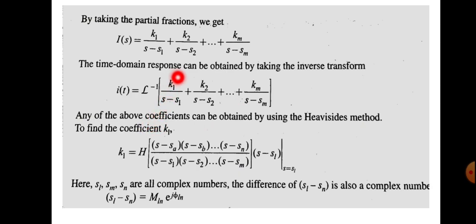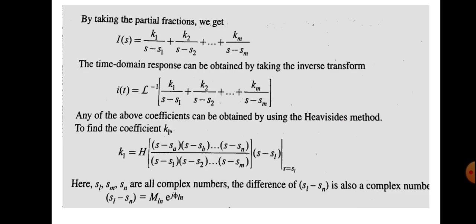So we have to find k1, k2 etc. up to km. We use the pole zero plot to find these values, rather than finding the I of t value simply by using the inverse Laplace transform method. Any of the coefficients of the above equation can be obtained by Heaviside's method. Heaviside's method usually uses the pole zero plot graph, so we are going for that method.